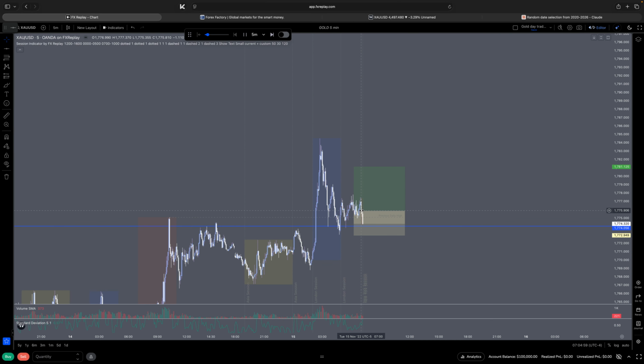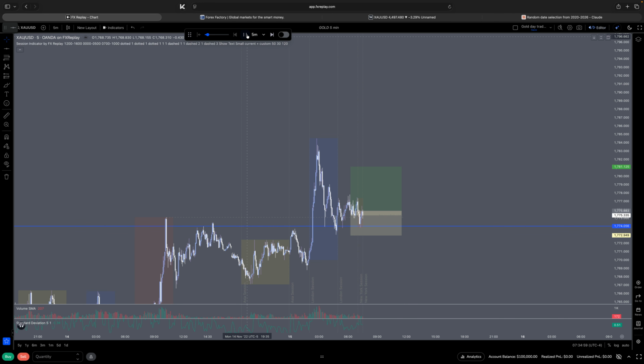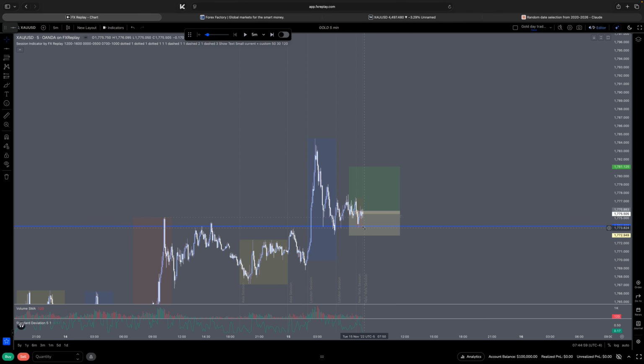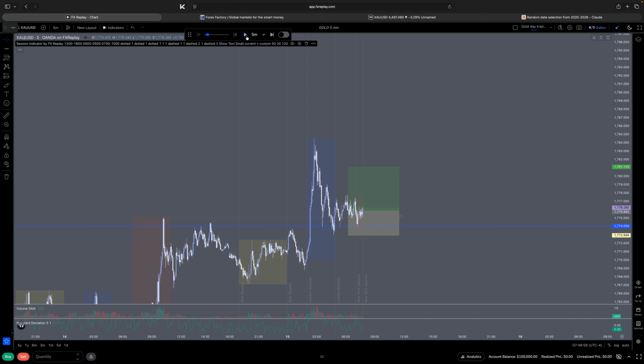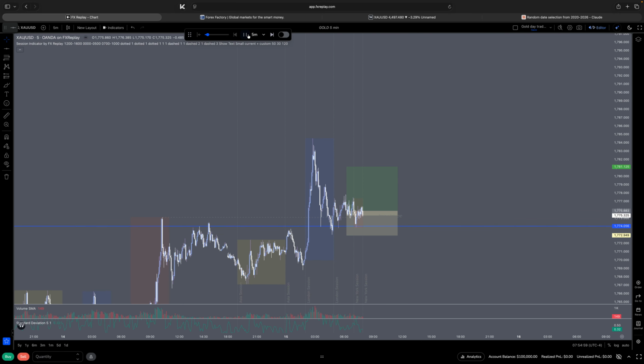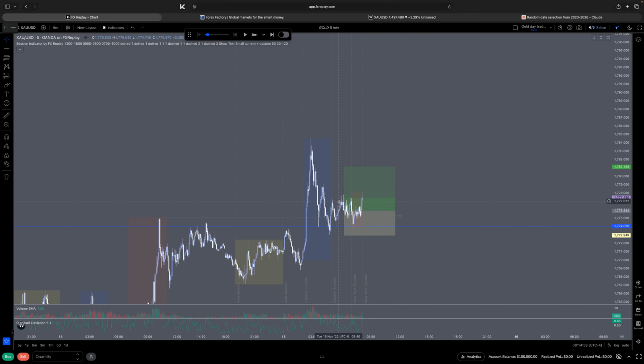Okay, what's the time now? 6:35, 7. Okay, so we have news at 8:30, which ideally I will close before the news comes out, but let's just see what happens. Because at this point we're collecting data. Yeah, this is looking good as well. I would probably just close it here just because we have news at 8:30.